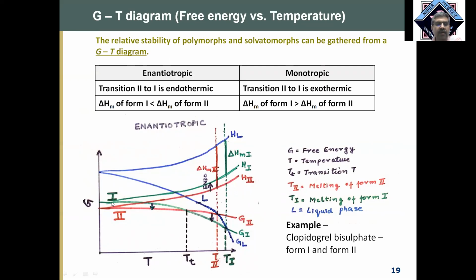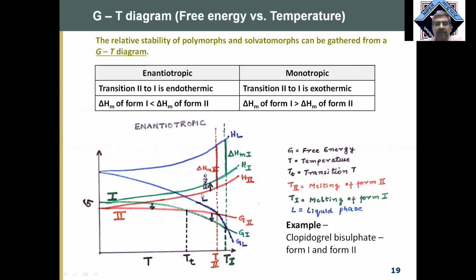There are two colored curves that are shown. One is green colored, which represents form 1 of the polymorph, while the red one is polymorphic form 2. These curves are for G, that is the free energy. So this is the free energy curve for form 2. This is the free energy curve for form 1. This blue line is the free energy curve for the liquid phase. That is why it is given by GL.